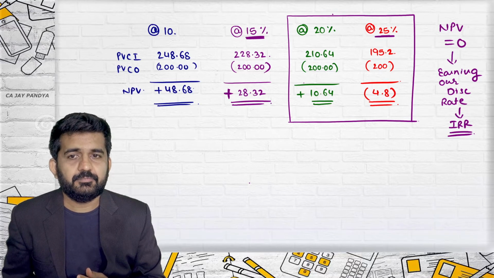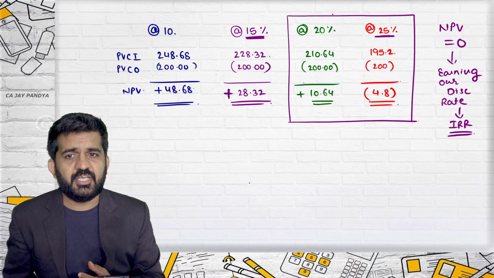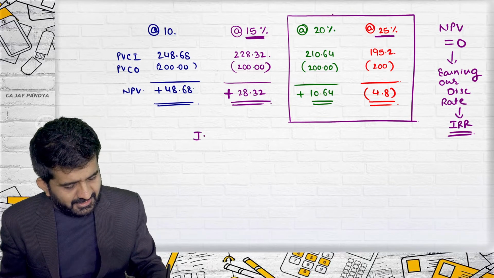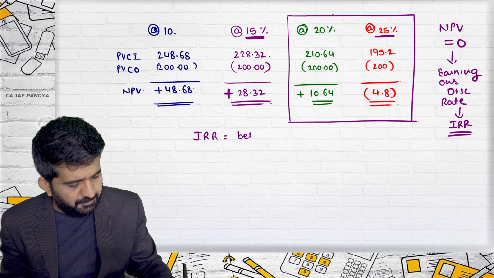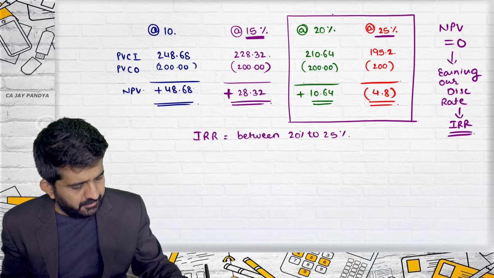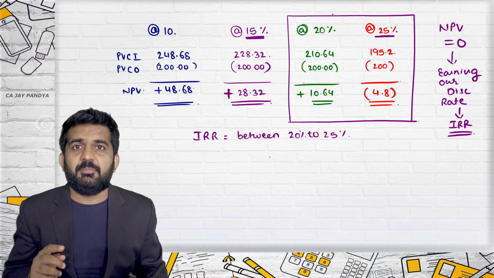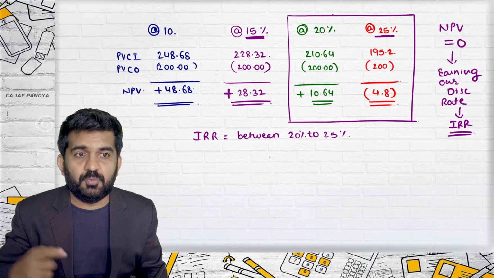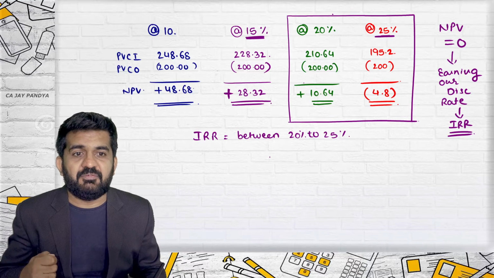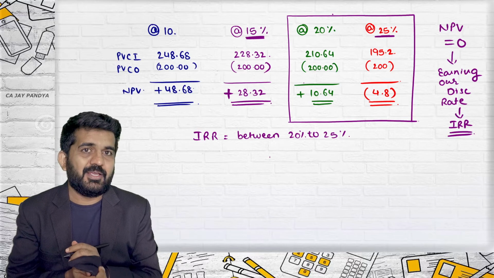Not exactly. Aman? Yes, Darshita. Sir, it will be between 20 and 25%. Exactly. IRR will be between 20 to 25%. Why do we know that it is greater than 20%? Because at 20% NPV is positive. Why do we know it is less than 25%? Because at 25% NPV is negative. So IRR will be between 20 to 25%.